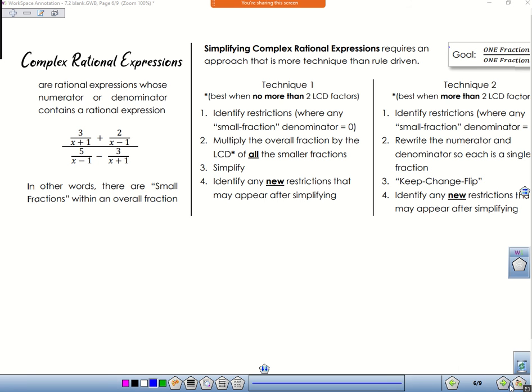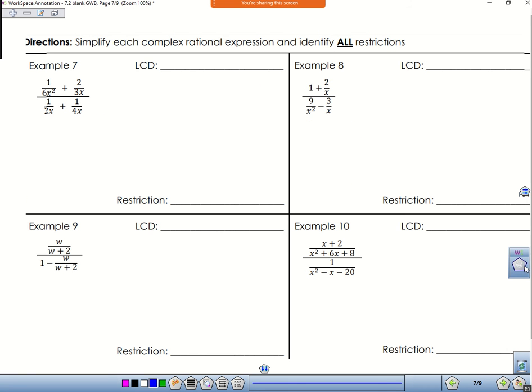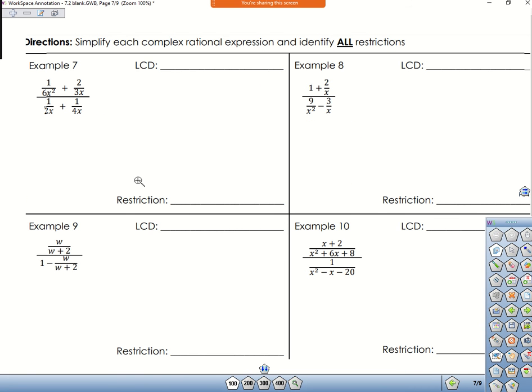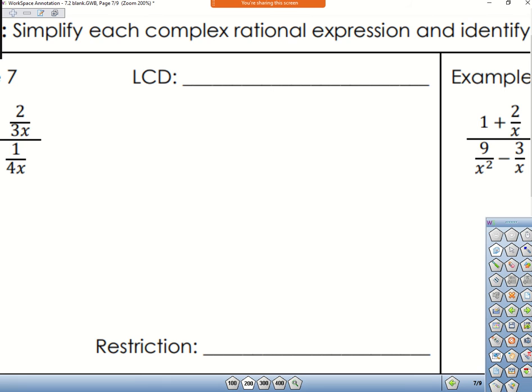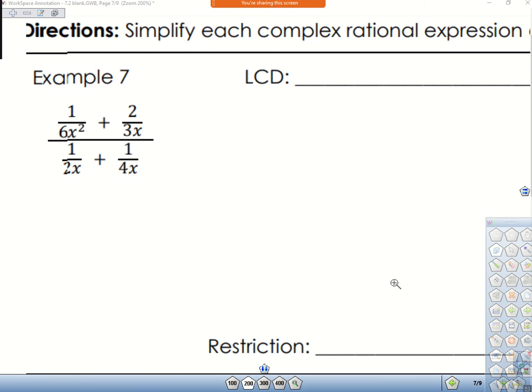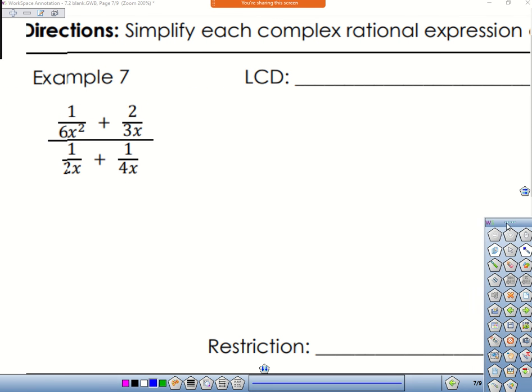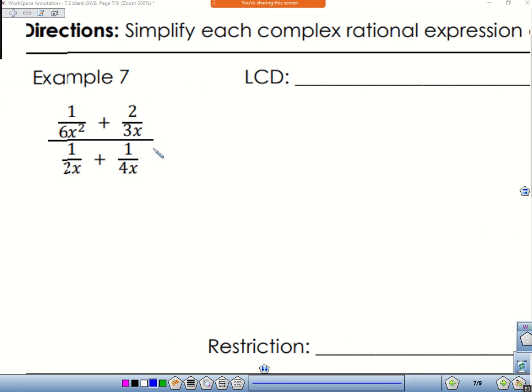Alright, let's look at our first example. The main thing you're going to notice that's different about these problems is we're actually going to be multiplying the numerators of the fraction by the LCD. Because remember, we have a fraction within a fraction, so we're multiplying this whole top part and this whole bottom part by our LCD.